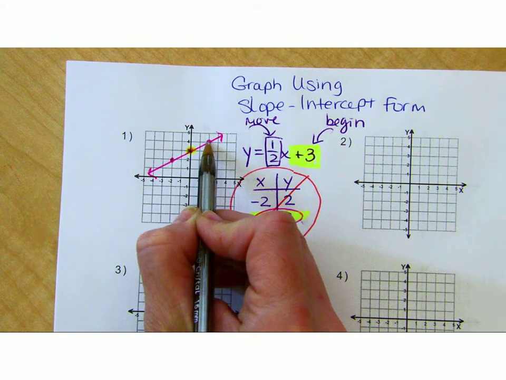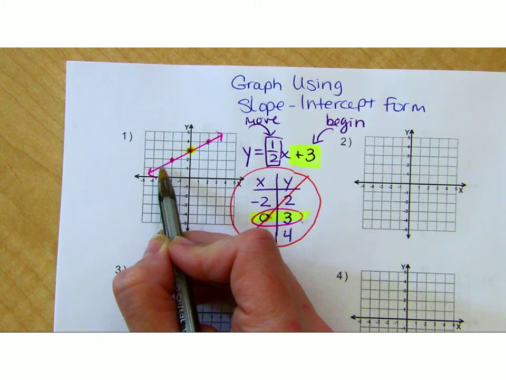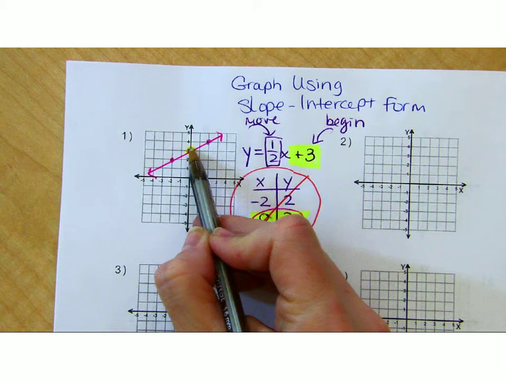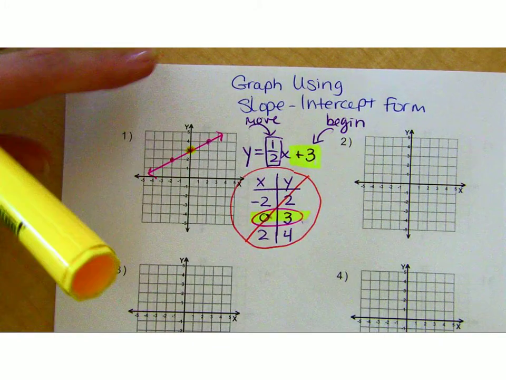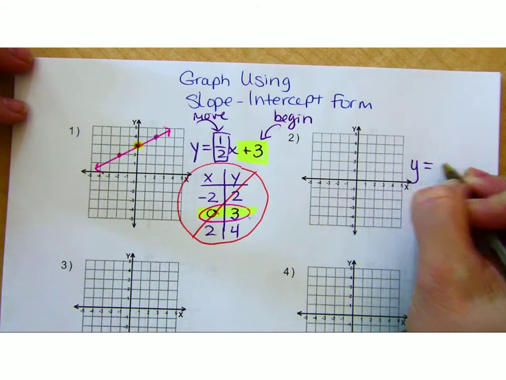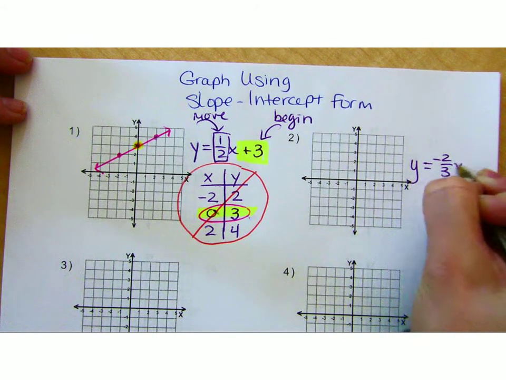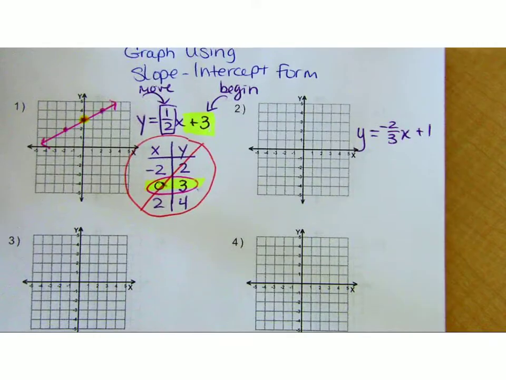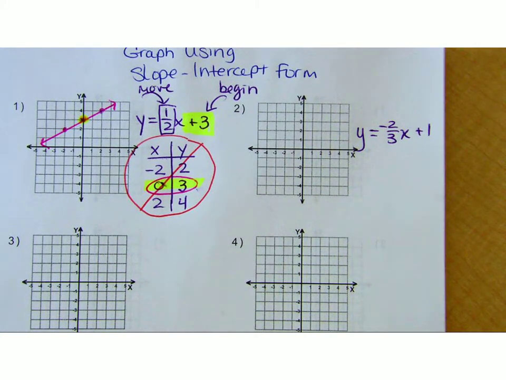I don't really need this point, do I? I need to see 2 points on your graph. Your y-intercept, and then your next point. Got it? Okay? So let's try an equation like this. Y equals -2/3 x plus 1. Okay? Y equals -2/3 x plus 1.